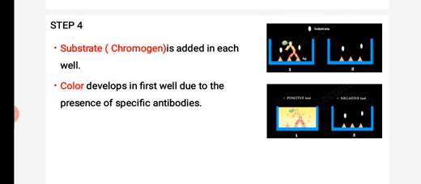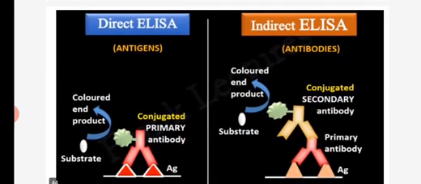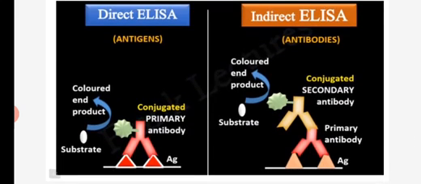and the color develops in wells containing antigen, antibody and secondary antibody enzyme complex, and it is taken as a positive test, and the well noted as 2 is taken as a negative test. So this is the indirect ELISA technique. That is the main difference between the direct ELISA and indirect ELISA. Direct ELISA is used for detecting antigens, and the indirect ELISA is used for detecting antibodies.